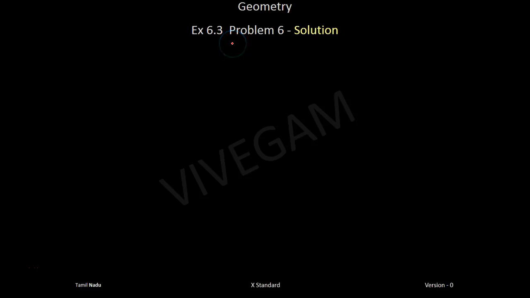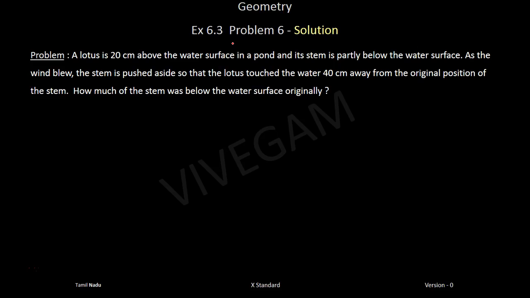Exercise 6.3 problem 6 solution. Let's read the problem. A lotus is 20 centimeters above the water surface in a pond and its stem is partly below the water surface. As the wind blew, the stem is pushed aside so that the lotus touched the water 40 centimeters away from the original position of the stem. How much of the stem was below the water surface originally?